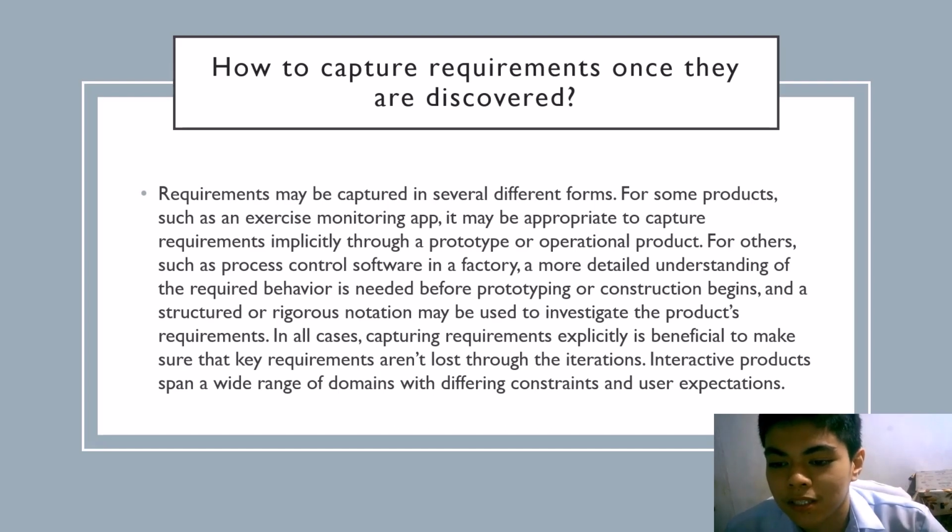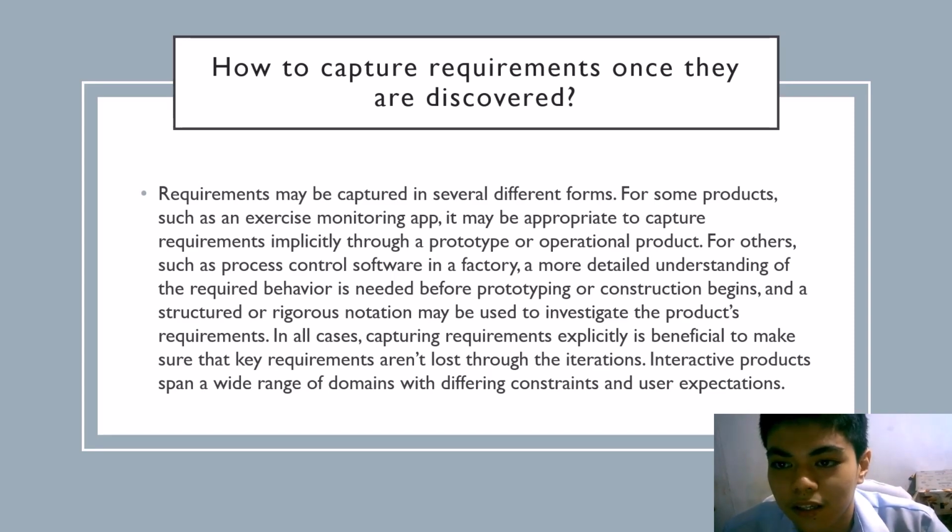Requirements may be captured in several different forms. For some products, such as an exercise monitoring app, it may be appropriate to capture requirements implicitly through a prototype or operational product. For others, such as process control software in a factory, a more detailed understanding of the required behavior is needed before prototyping or construction begins, and a structured or rigorous notation may be used to investigate the product's requirements. In all cases, capturing requirements explicitly is beneficial to make sure that the key requirements aren't lost through the iterations.